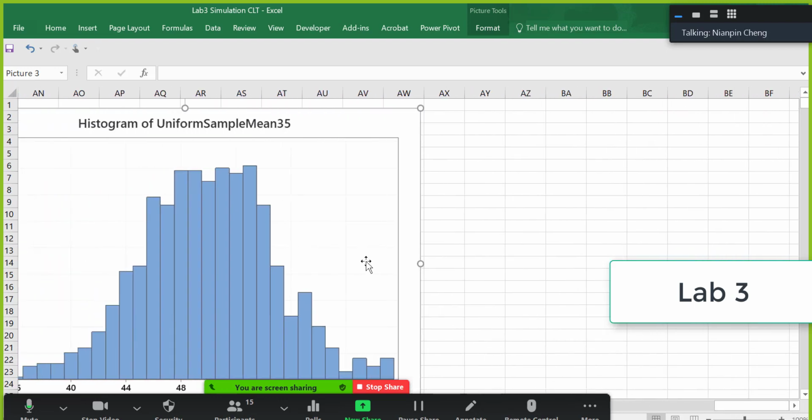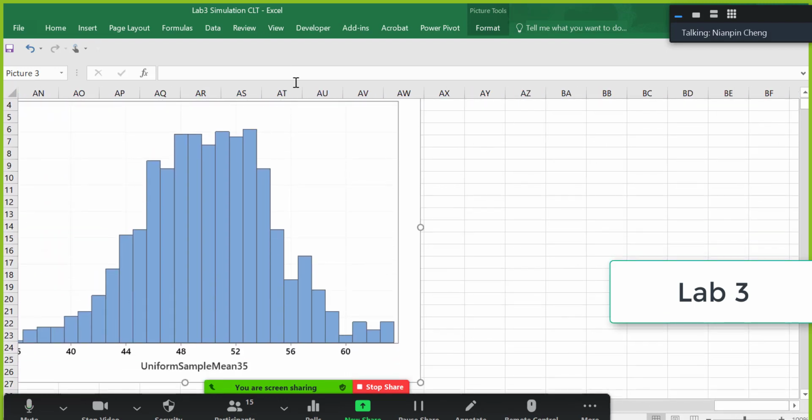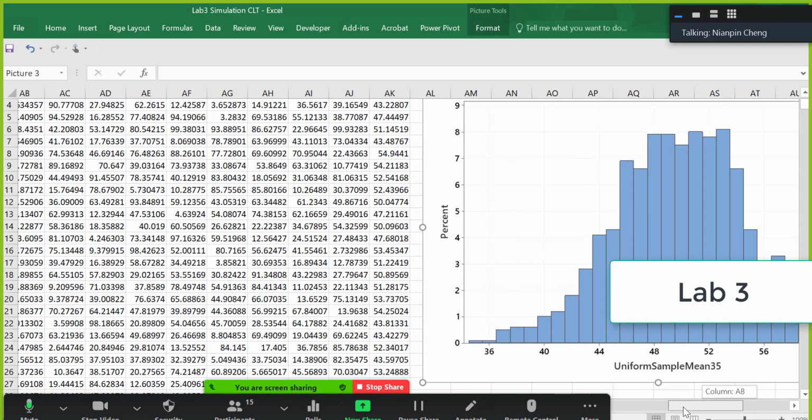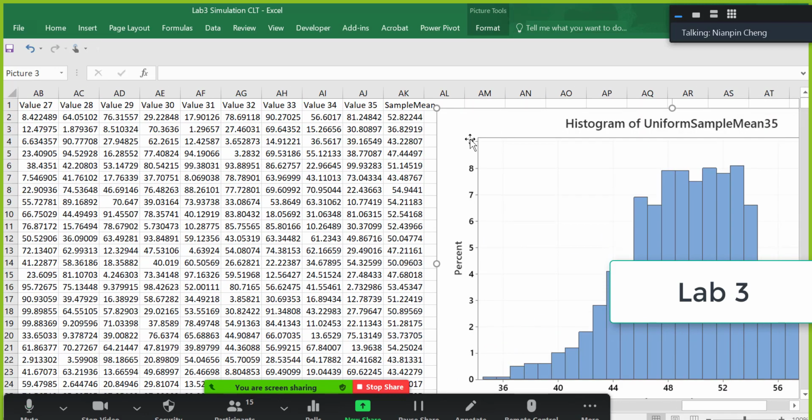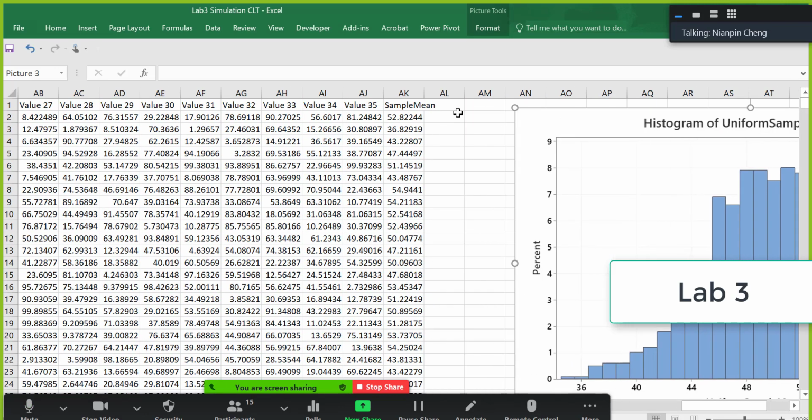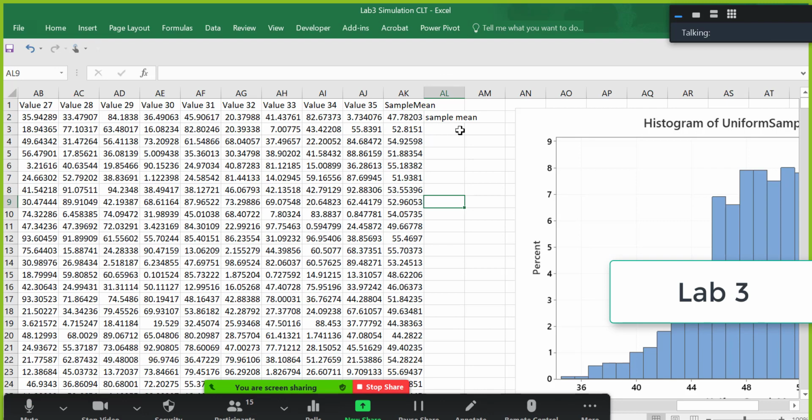So the sampling distribution looks like a normal distribution, right? And also we can tell what the sample mean and sample standard deviation are.